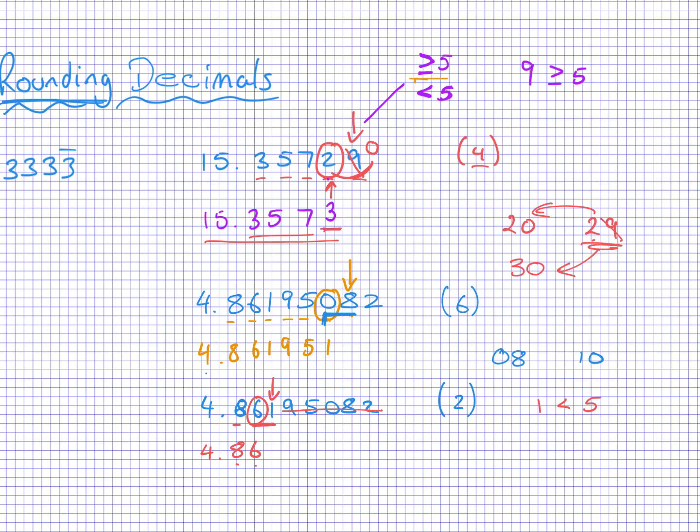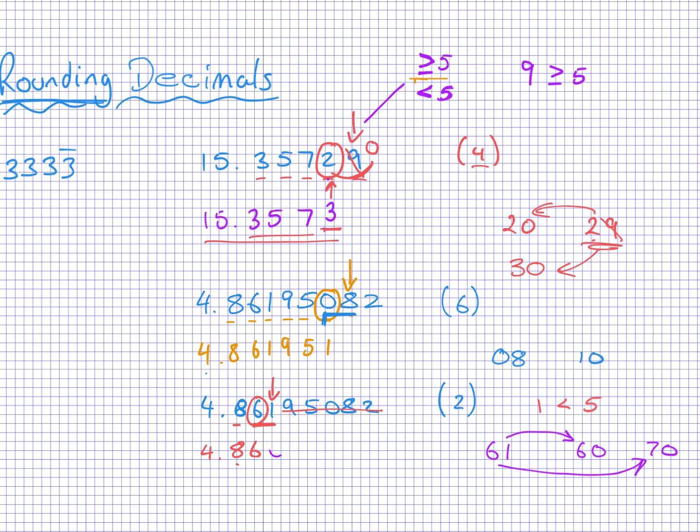Now let's have a look. 61 were the 2 numbers I was interested in, and you can see that 61 is closer to 60 than it would have been if I'd changed the 6 into a 7. It would have been 70. So 61 is closer to 60 than it is to 70, and that's what we've done there. We've left it as 60.